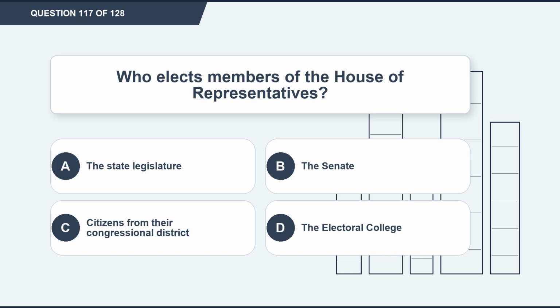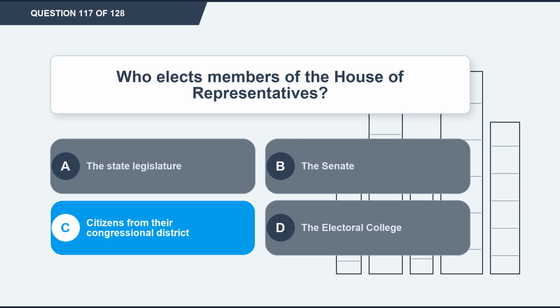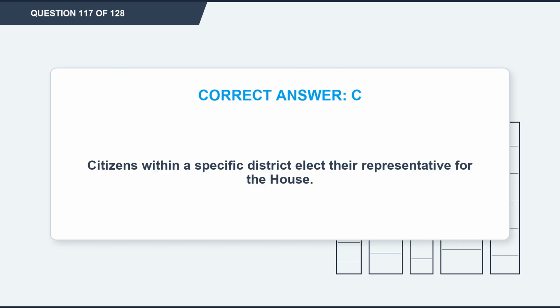Question 117. Who elects members of the House of Representatives? Option A, the state legislature. Option B, the Senate. Option C, citizens from their congressional district. Option D, the Electoral College. The correct answer is option C, citizens from their congressional district. Explanation. Citizens within a specific district elect their representative for the House.